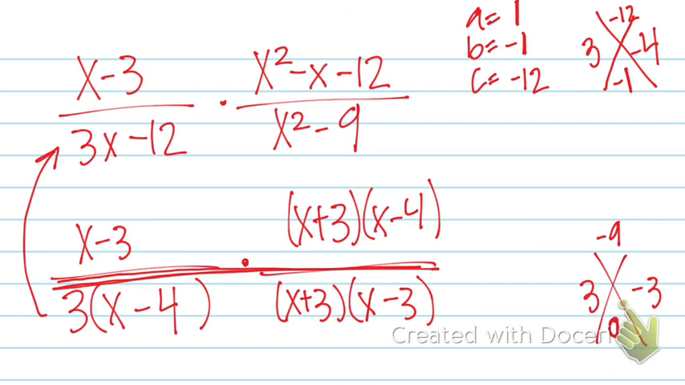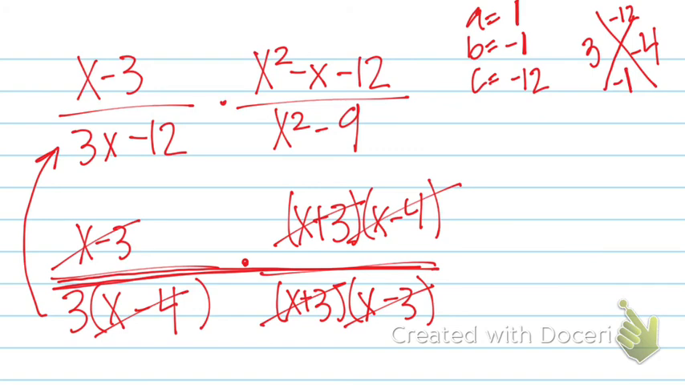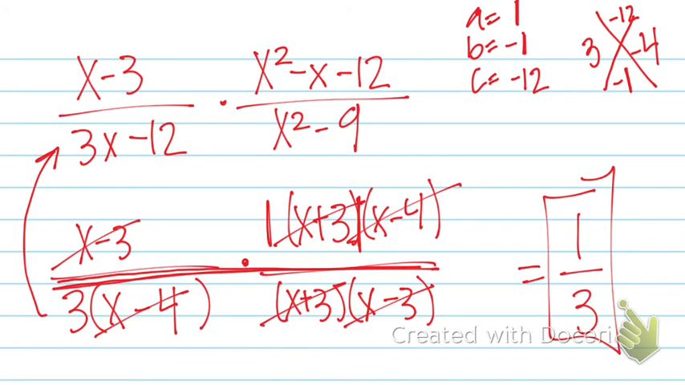Now, I'm crossing out what's common on the top. So what is one pair that is common? X minus 4. All right. X minus 3, x minus 3. X plus 3 and x minus 4. You mean x minus 3? Oh, x minus 4 and x minus 3. So what are we left with? 1/3. Because what number is in front of all those parentheses that we don't write? 1. And what number is left on the bottom? 3. So you're left with 1/3.